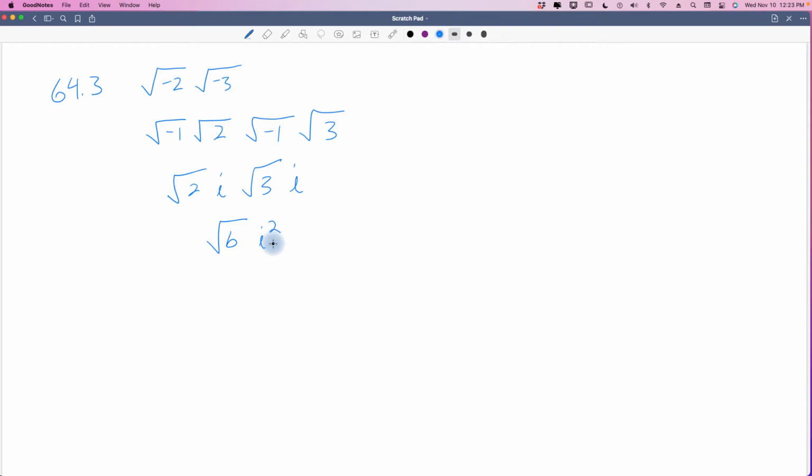But i squared equals -1. So instead what we would do is say negative square root of 6. Because the square root of -1 times the square root of -1 is going to pop out as a -1. And the 1 is always invisible. But this is literally what we're doing when we write this. It's the same thing as this. We just don't need the 1 to remind us.